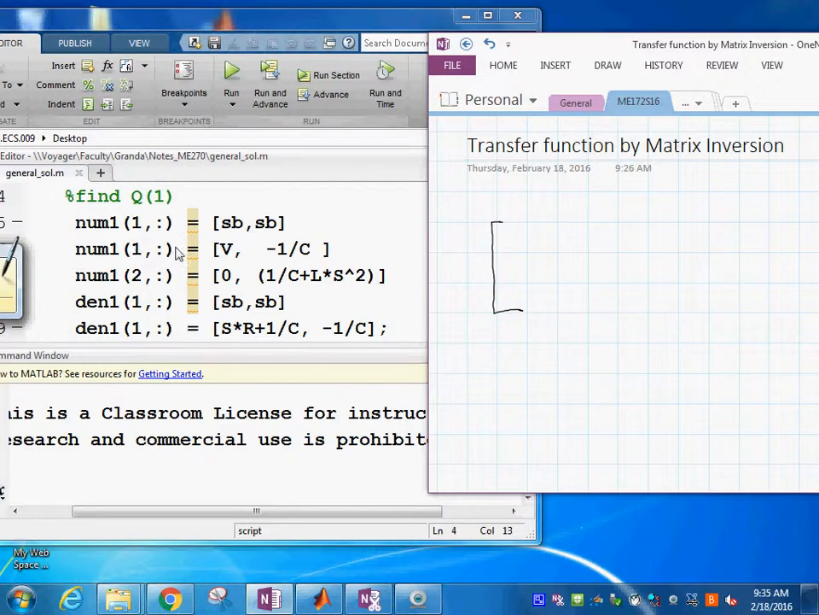Okay, that's the first row. And then you have the second row in here. This is 0, and you have it like this: 1 over C plus L times S squared, like that.